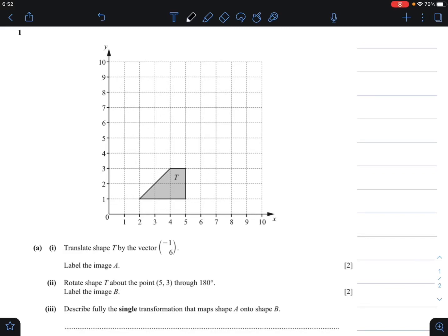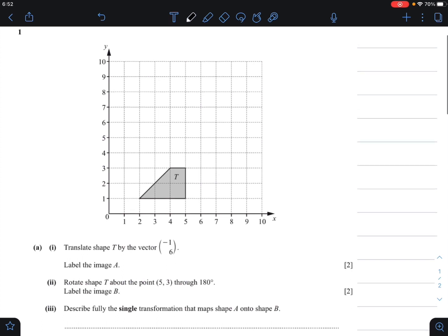So for part A1, they are asking you to translate shape T by the vector -1 and 6. The number that is above tells you how much the shape moves to the left or the right, and the number that is below tells you how much the shape moves either up or down. If it is negative, then the shape would move left or down, and if it is positive, then the shape would move to the right or up.